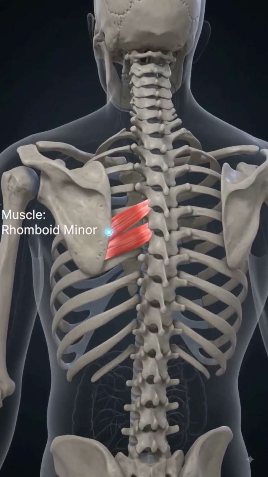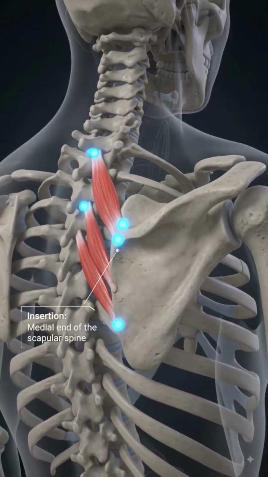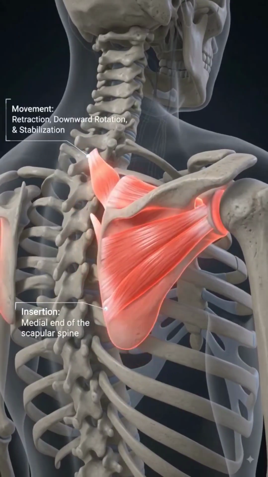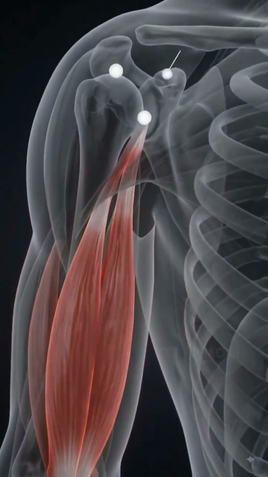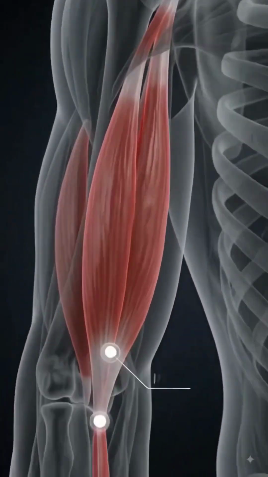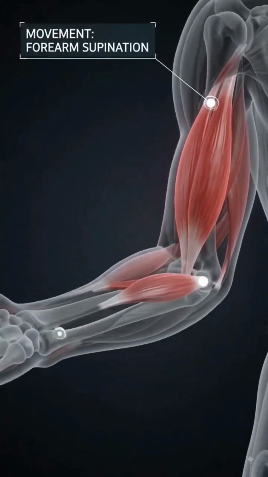Rhomboid minor. Origin, nuchal ligament. Insertion, medial end of the scapular spine. Movement, retracts, downwardly rotates, and stabilizes the scapula. The biceps brachii is a prominent arm muscle. It originates from 2 points on the scapula, inserts on the radius and bicipital aponeurosis. It flexes the elbow and supinates the forearm.